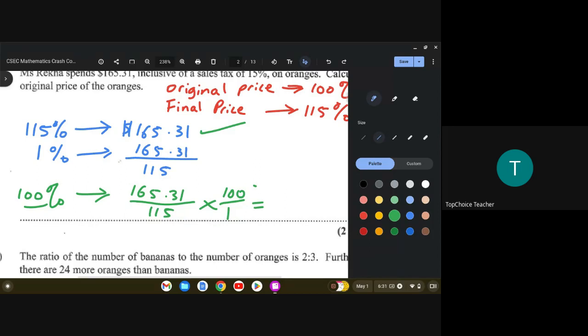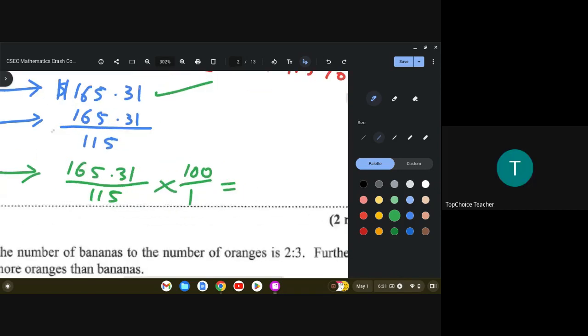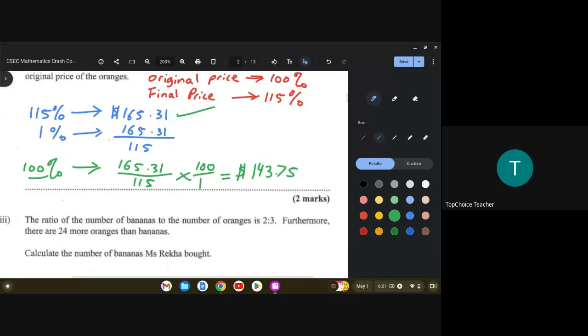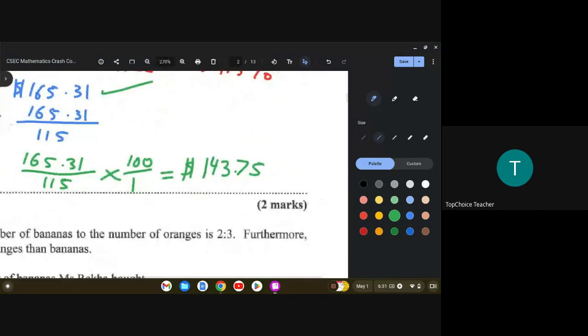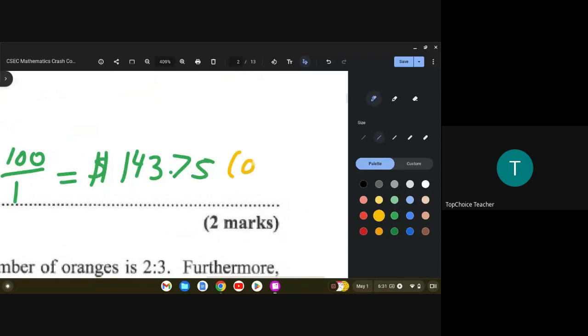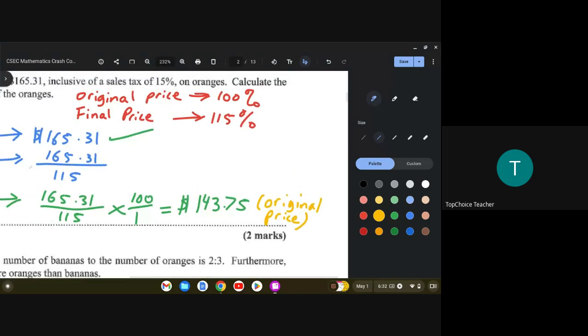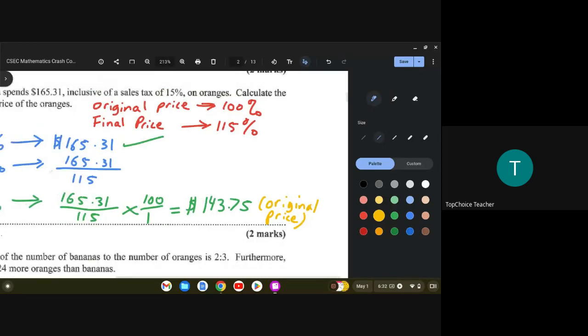So anyone has an answer for this? $143.75. All right, everybody, that's the consensus, right? $143.75. So if this is the original price, let me write that in brackets here. If this is the original price, right? This is the original price. How would we work with this?